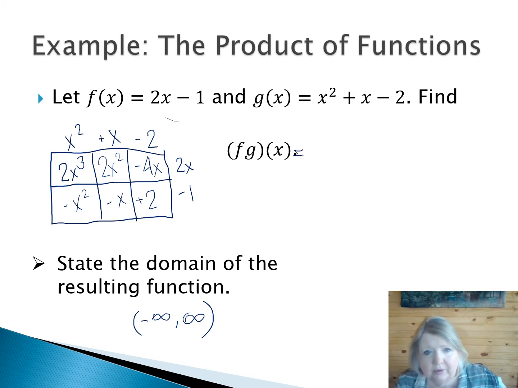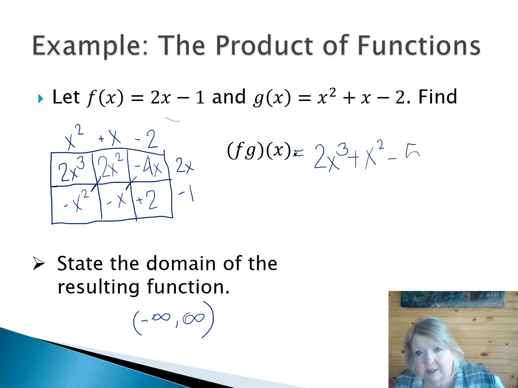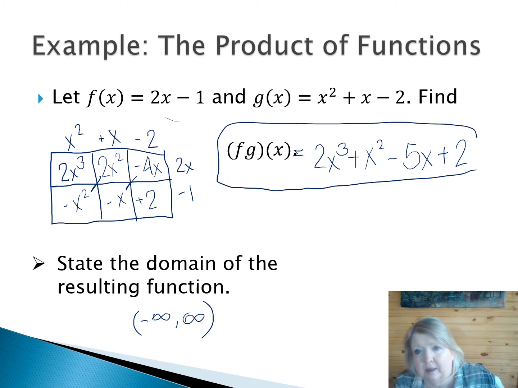Alright, so I'm going to go through and add on my diagonals as I go through. So I've got 2x cubed up there by itself. Then I have a diagonal. My diagonal says 2x squared minus x squared. That's a positive 1x squared. The next diagonal says negative 4x minus x. That's negative 5x. And then I have a positive 2 sitting down there in the bottom right. That is the product of the two functions, with the domain being all real numbers.